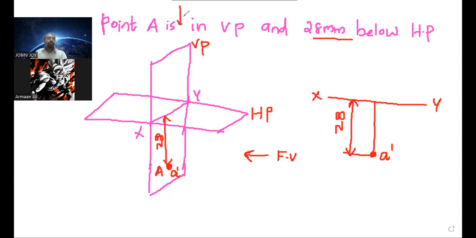Then next, where is the top view? When you look from this side, the projection of point A will be on the reference line. So the top view of point A is on the reference line XY, and the front view is 28 millimeter below the XY line. So draw this.